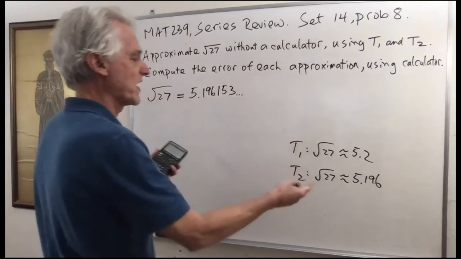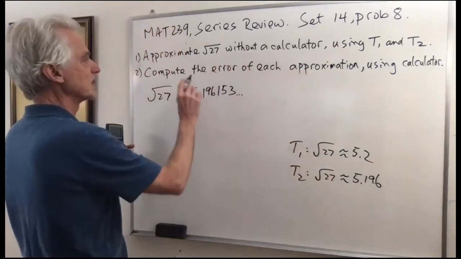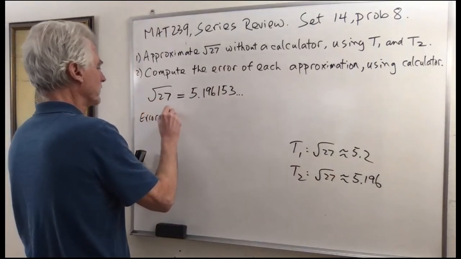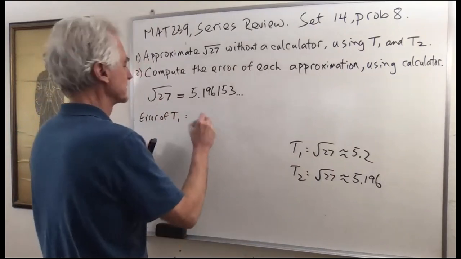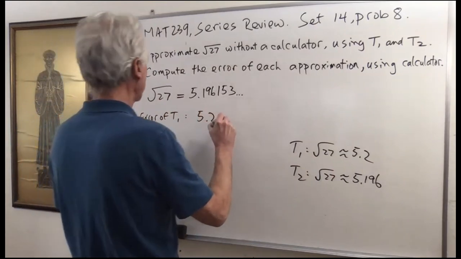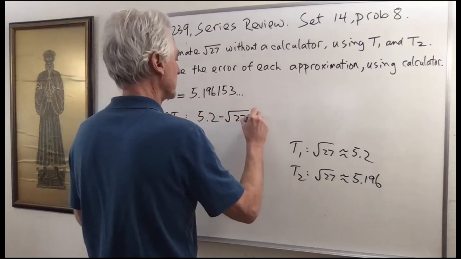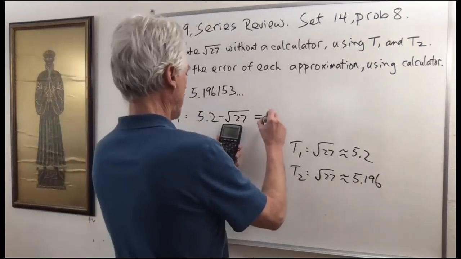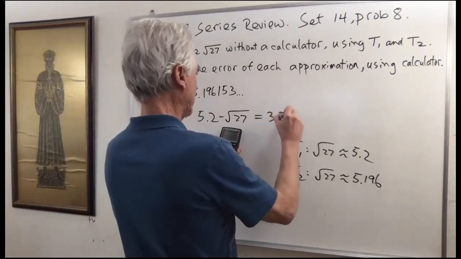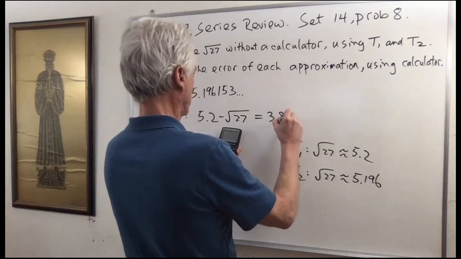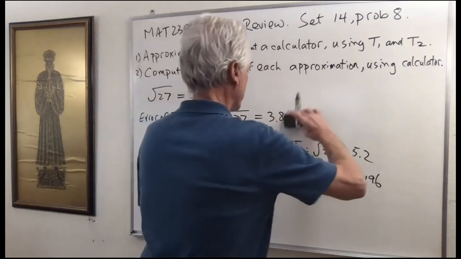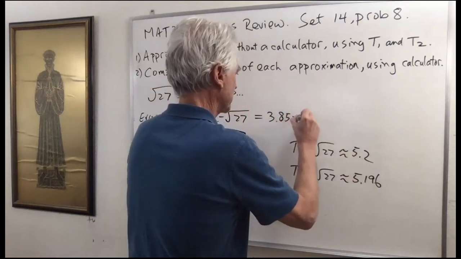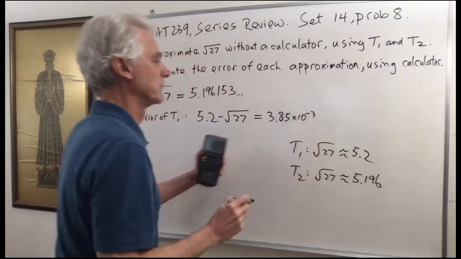But let's quantify how good these are by doing this thing. Let's compute the error of each approximation. So the error of the T1 approximation is going to be 5.2 minus square root of 27. And I can't figure out what that is without a calculator, but I got the calculator, and that's about 3.85 rounded to 3 significant figures times 10 to the minus 3.